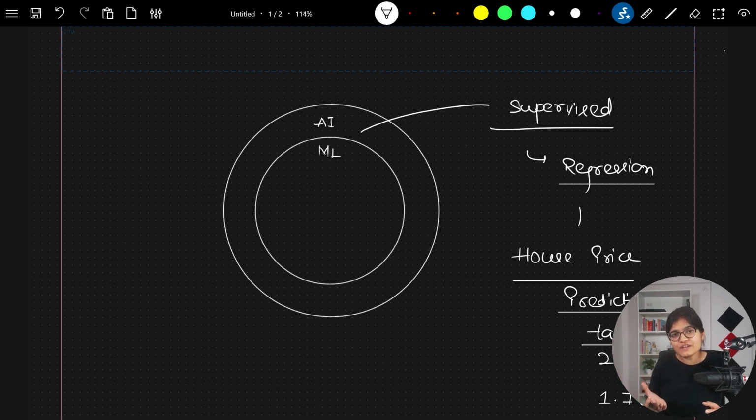When I am saying classification, there will be classes, maybe 2, 3, 4. For example, just a few seconds back, I gave you the example of cat versus dog. In a regression task, you will be able to predict a continuous number. For example, I gave you the example of house price prediction. So that is type number 1, which I have talked about, supervised machine learning.